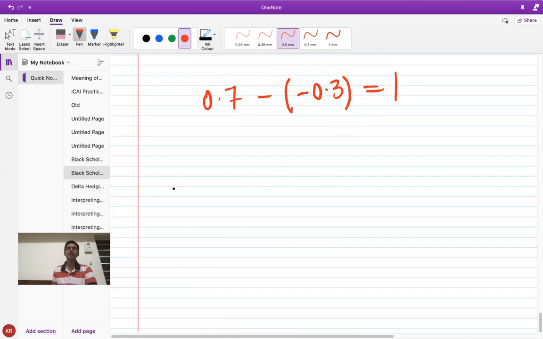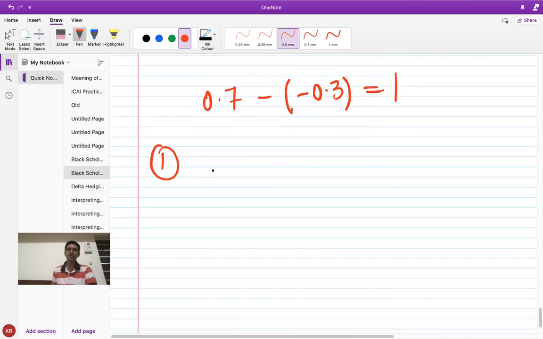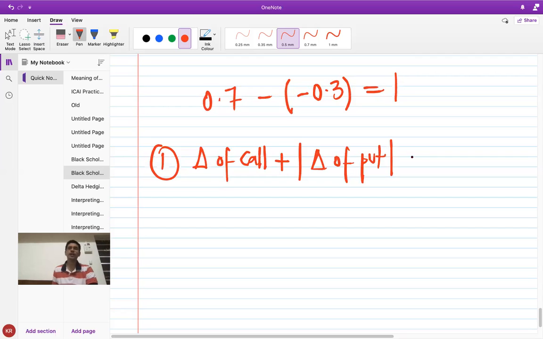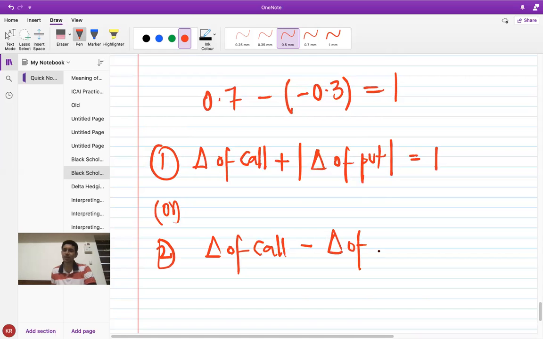So here I'm making two statements. One is delta of call plus modulus value of delta of put, or absolute value of delta of put, should be equal to 1. The other is delta of call minus delta of put should be equal to 1.